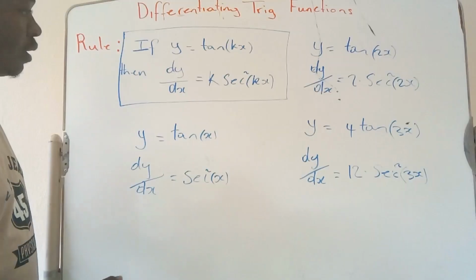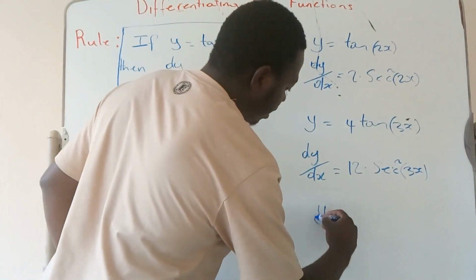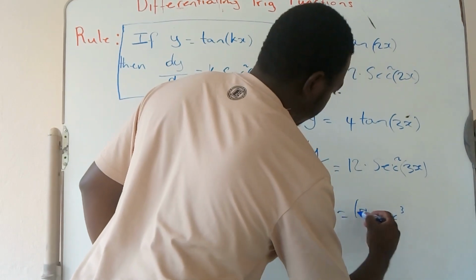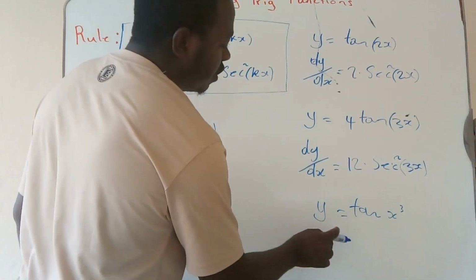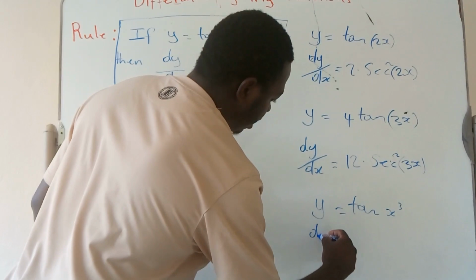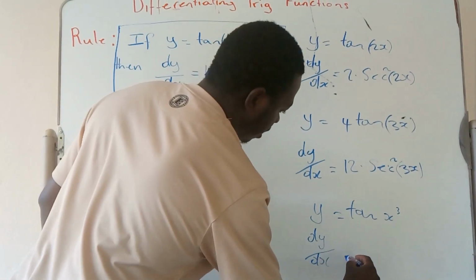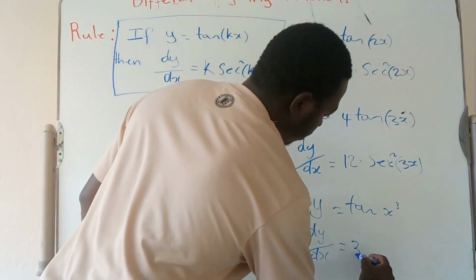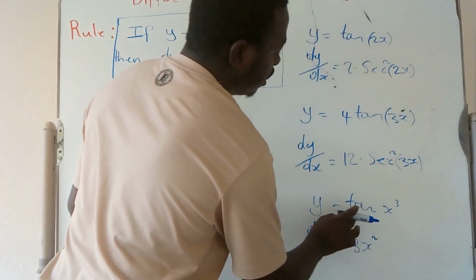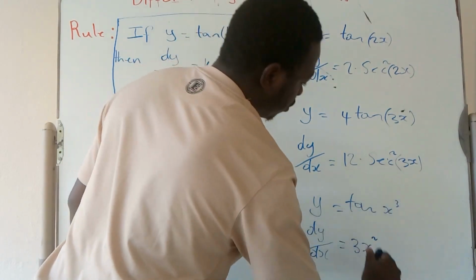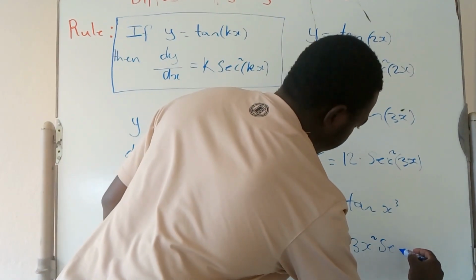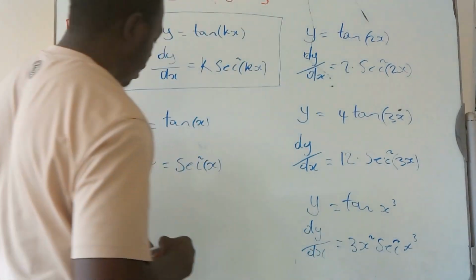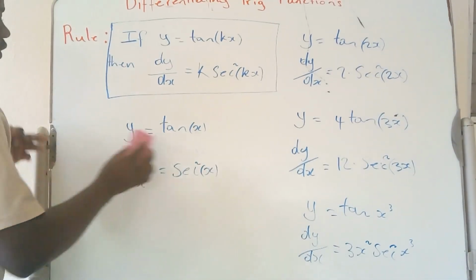And that's it there. So let's look at another example. So y is equal to tan x cubed. Right? They are asked to differentiate this with respect to x. Then dy by dx is equal to, differentiate x cubed, that gives you 3x squared. Differentiate tan x cubed, that gives you sec squared x cubed.